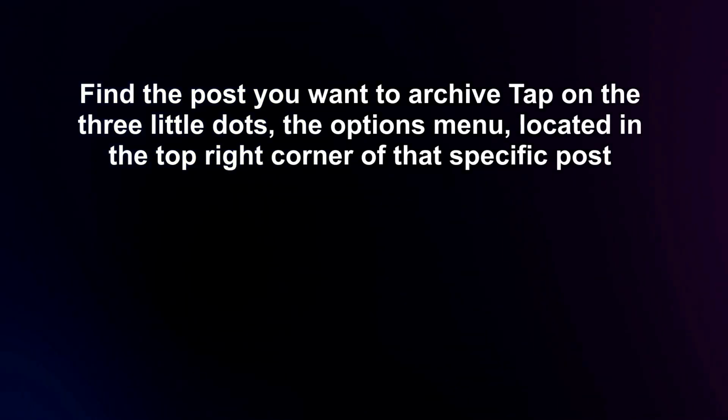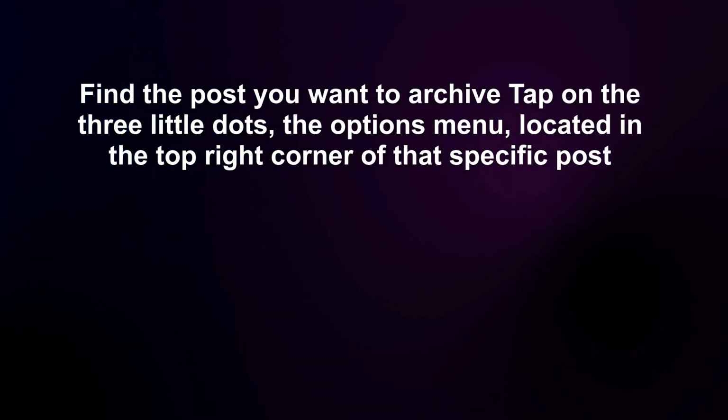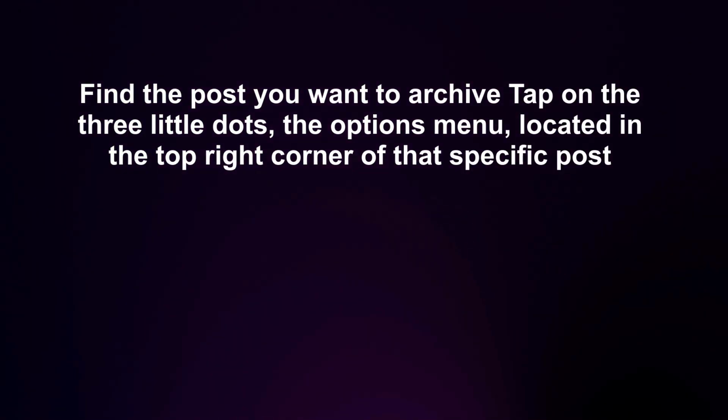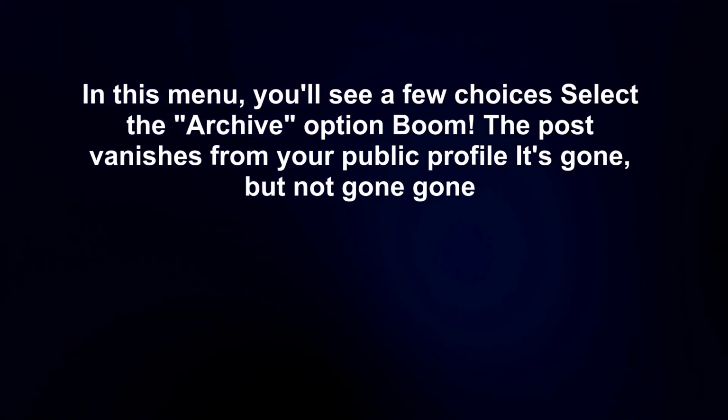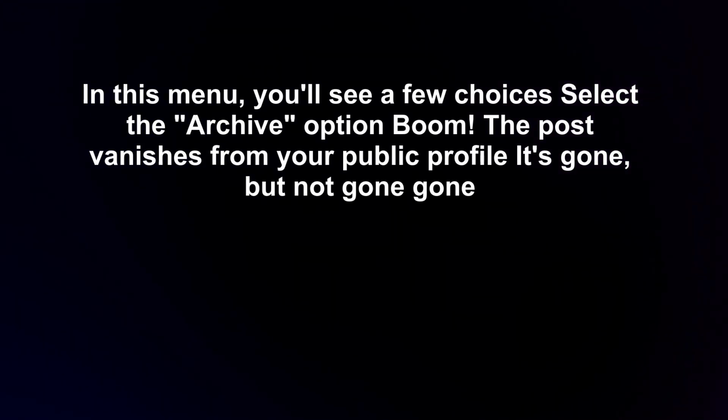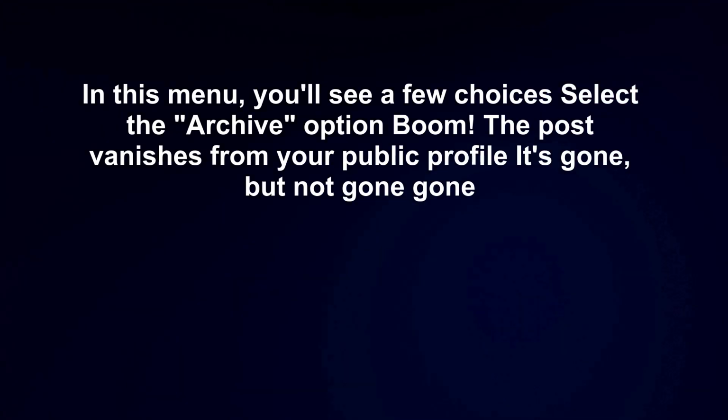Find the post you want to archive. Tap on the three little dots, the options menu, located in the top right corner of that specific post. In this menu, you'll see a few choices. Select the archive option. Boom. The post vanishes from your public profile. It's gone, but not gone.